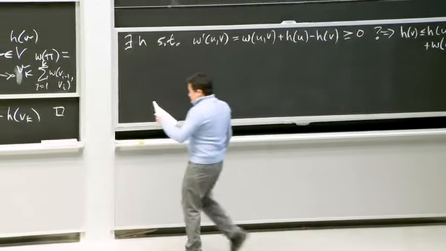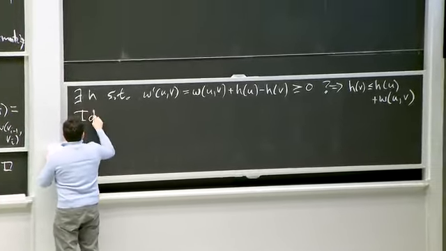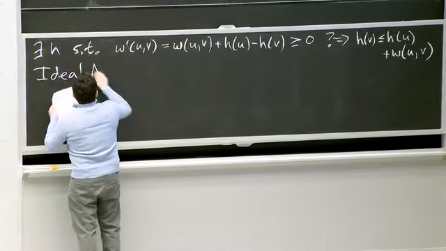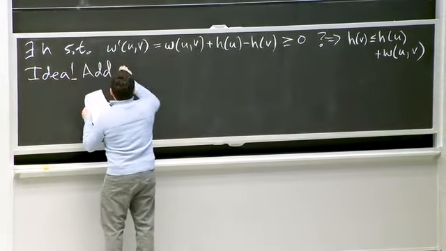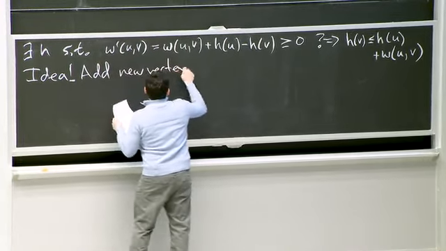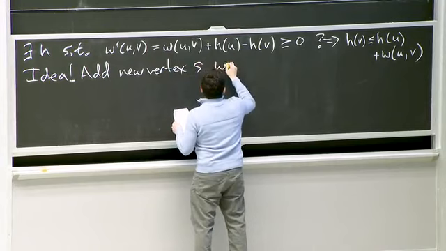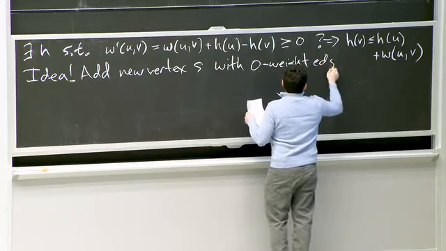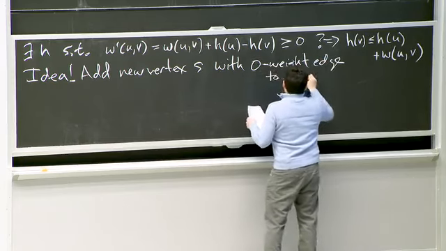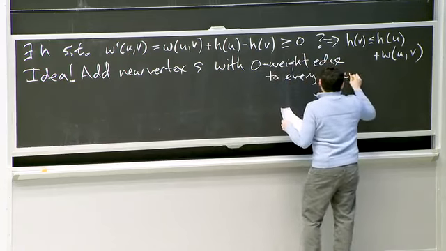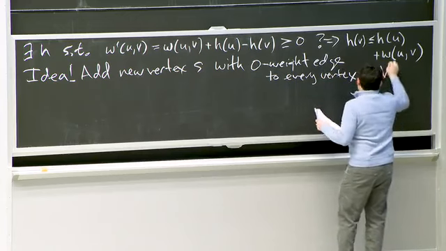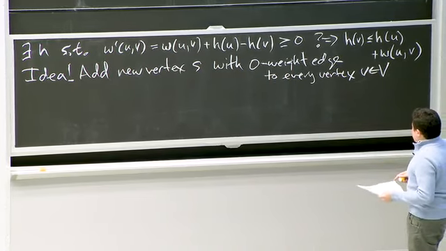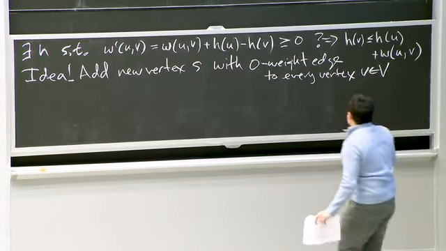So here's the next idea. Add a new vertex S with a zero weight edge to every vertex v in V. We take our original graph and add a new supernode or auxiliary vertex S with a zero weight edge to every vertex in my graph, right? What does that look like?